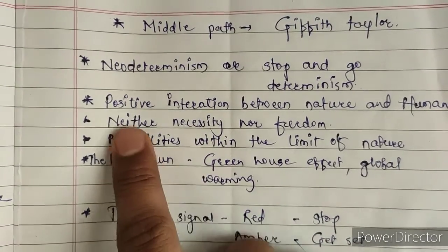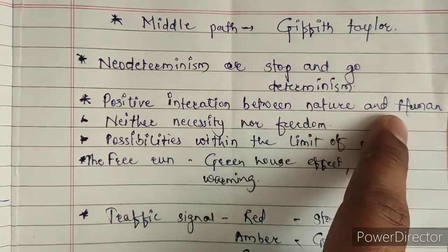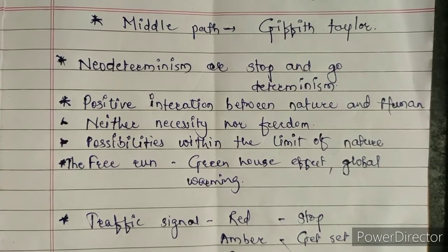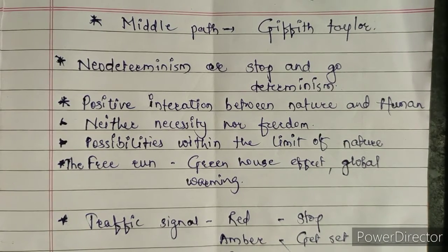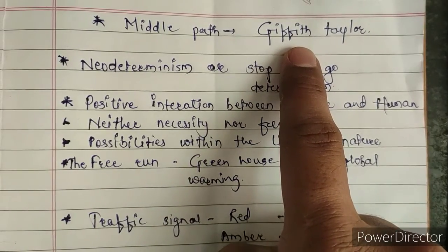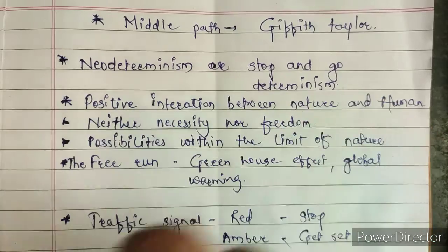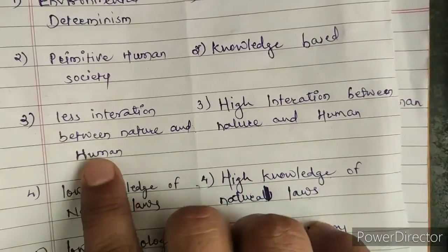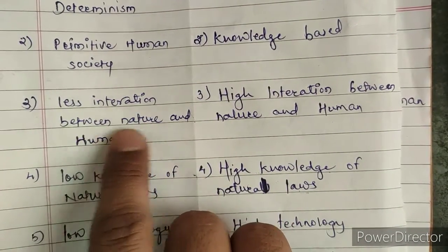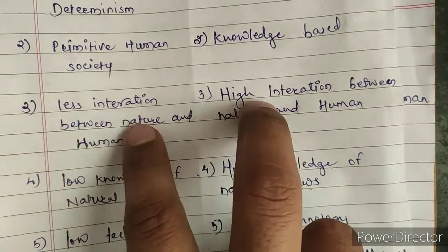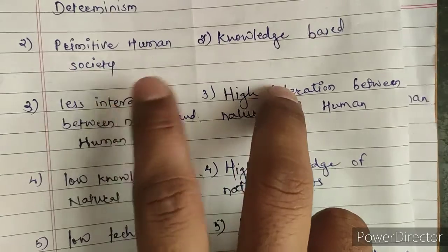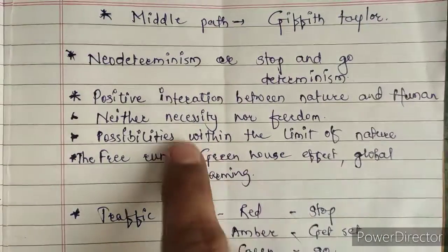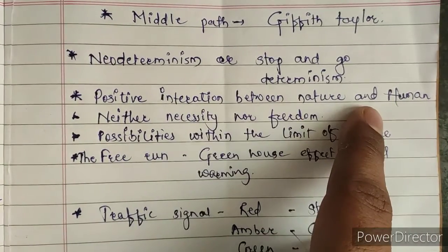Let us see here. There should be positive interaction between nature and human. Earlier we have seen there was low interaction in environmental determinism and high interaction in possibilism. But here this geographer created one situation, that is positive interaction between these two concepts. Between less interaction and high interaction, there should be one positive interaction, the middle path, madhyam marga. So he is trying to explain there should be positive interaction between nature and human.